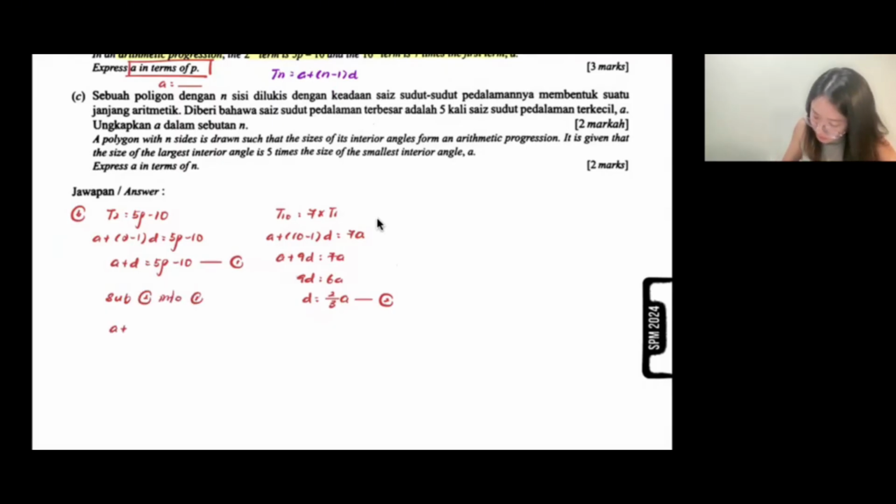Okay, so A plus 2 over 3A equals 5P minus 10. Then normal mathematics. Okay, 1A plus 2 over 3A, you will get 5 over 3A equals 5P minus 10.